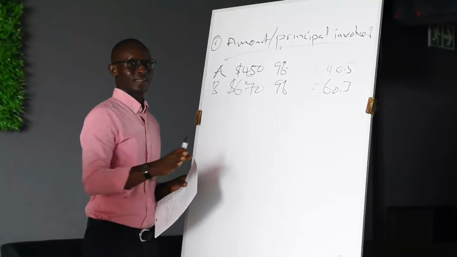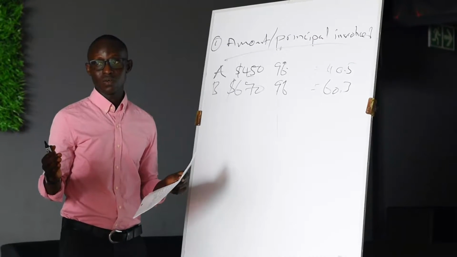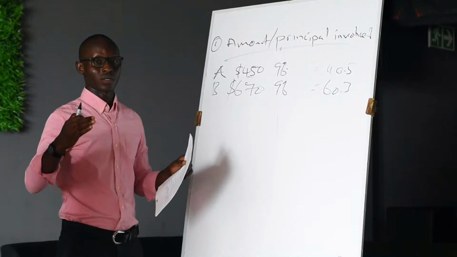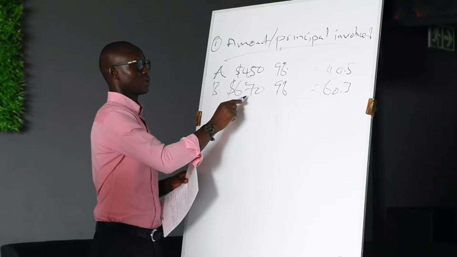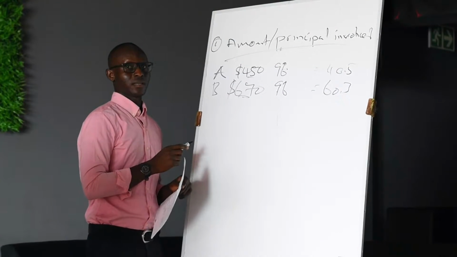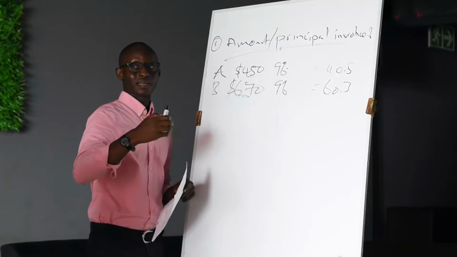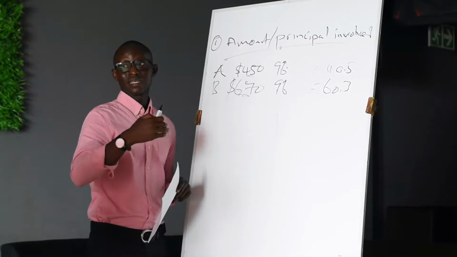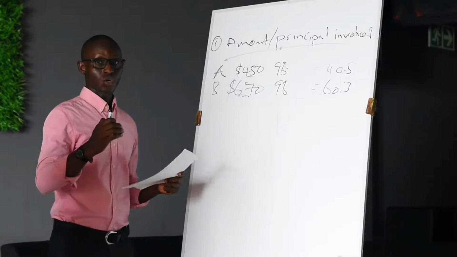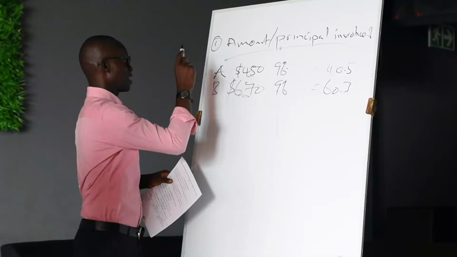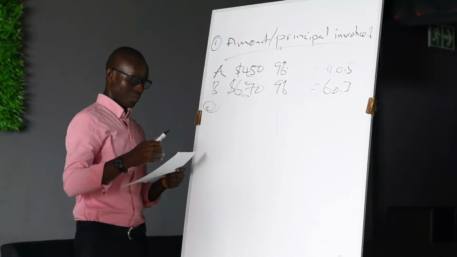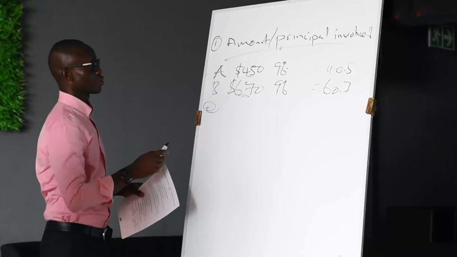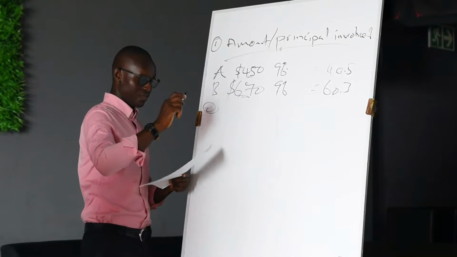If you're investing and you want to get bigger returns or a larger interest, then you have to look at your principal. The bigger the principal, the bigger your interest. The bigger the starting amount, the bigger your returns on the investment. So this is the first point. Let's look at the second point. The second point also goes with this, the interest rate involved.